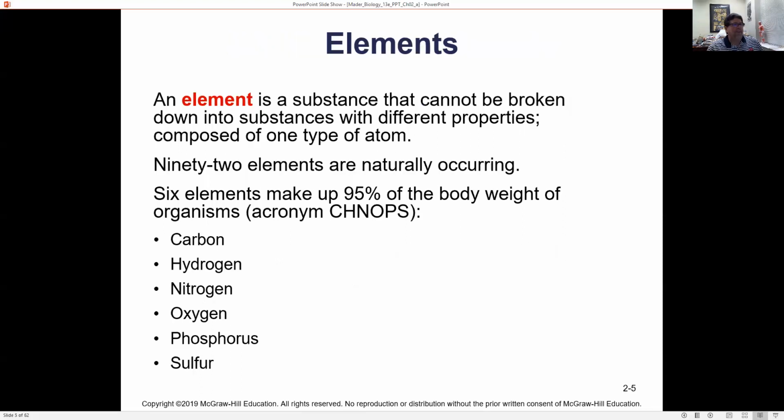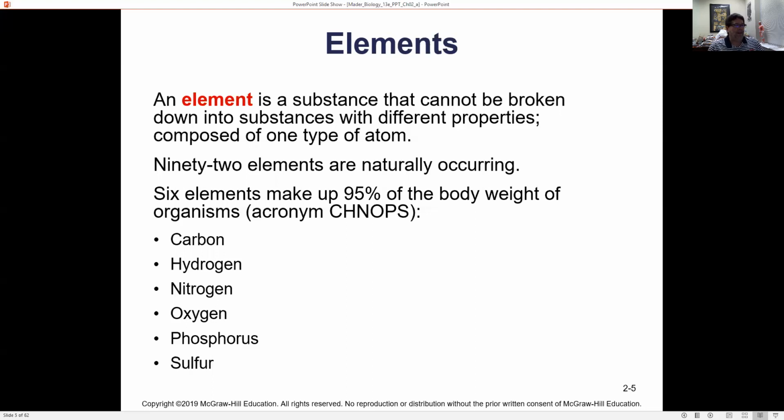Okay, and so an element is a substance that cannot be broken down into a smaller amount and still maintain the properties of that particular element. Or another way to put it is there are 92 different types of atoms on Earth, or 92 elements that make everything on Earth. Or another way would be like there are 92 different Legos that make everything on Earth.